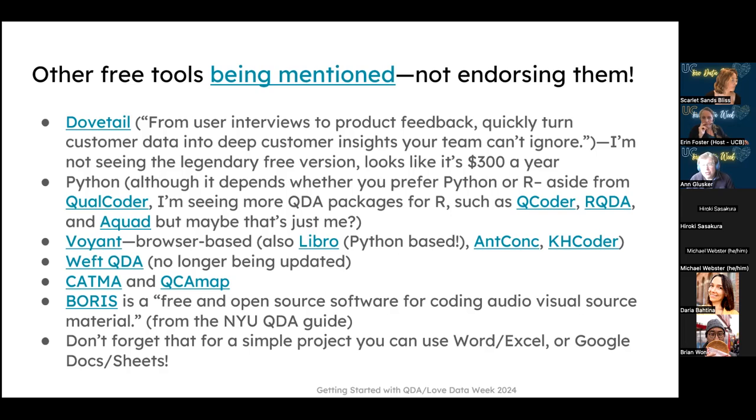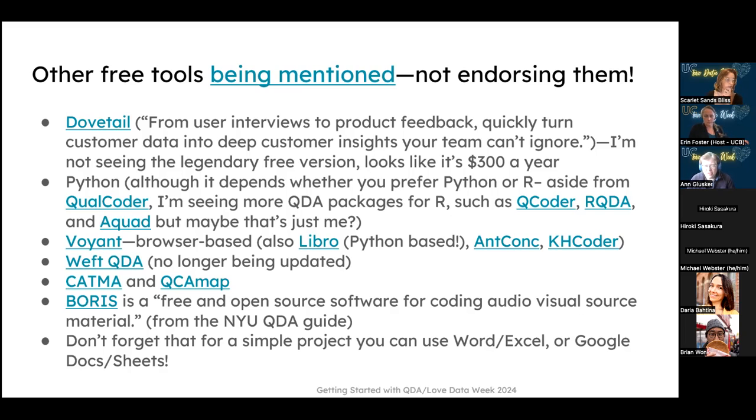And then you can do these things in Python. QualCoder is a Python package. As I researched, I felt like I was seeing more packages for R than for Python, but that may just be me. I don't know, Scarlett or Erin, if you've seen a number of packages that use Python code. And some of it is, if you're comfortable with one or the other, they will feel like home, and that is a plus.